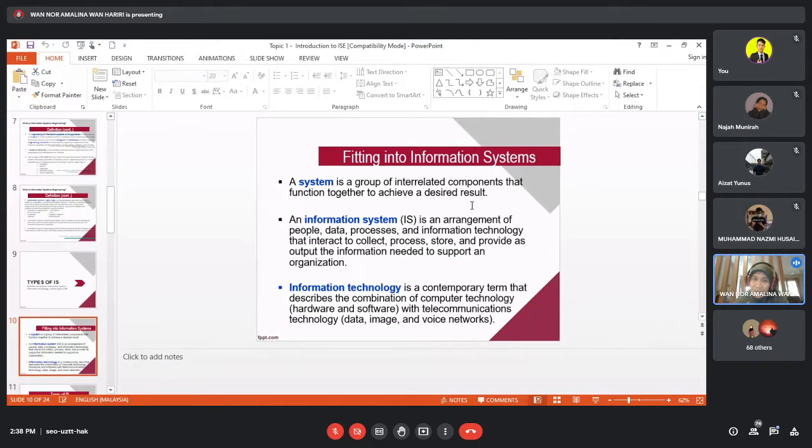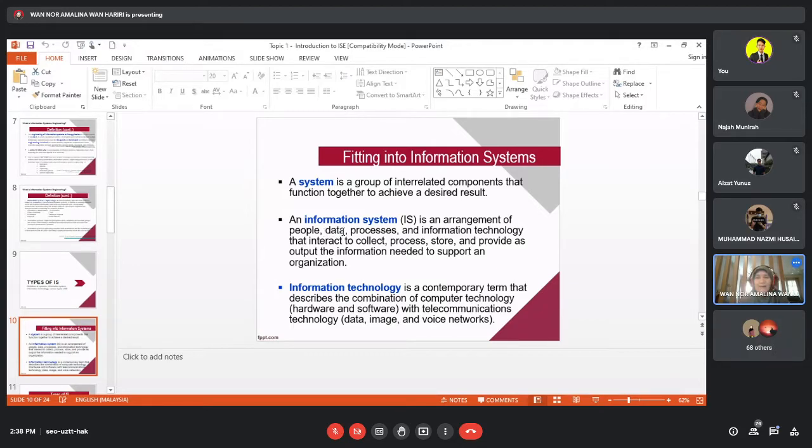Depends on the system. So when we talk about information systems, what are the components? It is an arrangement of people, data, processes, and also IT. Okay, IT ni termasuklah hardware, software, as well as telecommunications. That is further elaborated here. But somehow, when we talk about IS, kita tak boleh get rid of the components of people. Ya, ini kita akan tengok dalam topik 2 nanti dengan lebih lanjut.